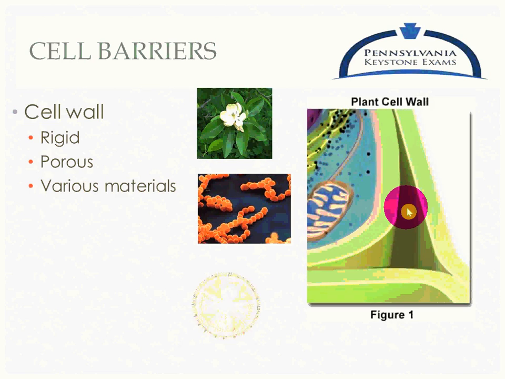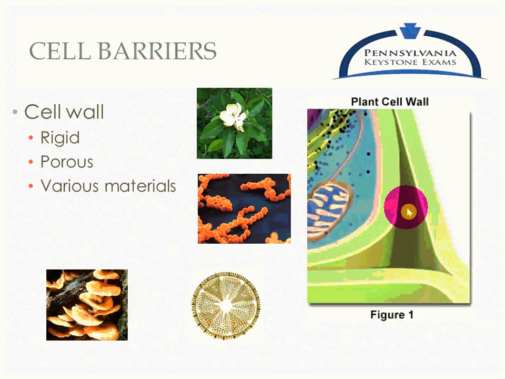We also have protists, which are unicellular organisms, and some are colonial or multicellular, and their cell walls can be made out of cellulose, proteins, or even silica. Our last group of organisms that do have cell walls would be our fungi, and theirs are made out of a protein known as chitin. Animals like you and I do not have cell walls.